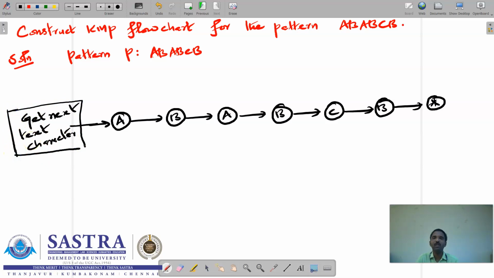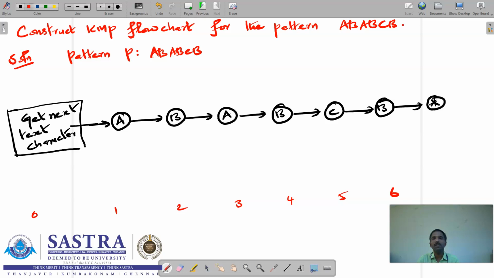Pattern characters are mapped with the corresponding nodes, say AB, AB, CB. For our convenience, here we can represent the node numbering. This is 0. Let's write here because we need to mark the failure links also. Let's mark here 0, 1, 2, 3, 4, 5, 6. These are the corresponding node numbers.